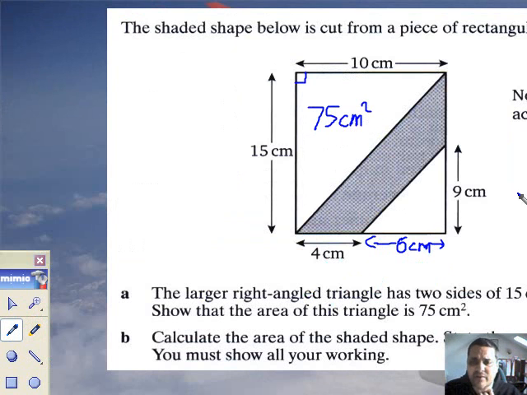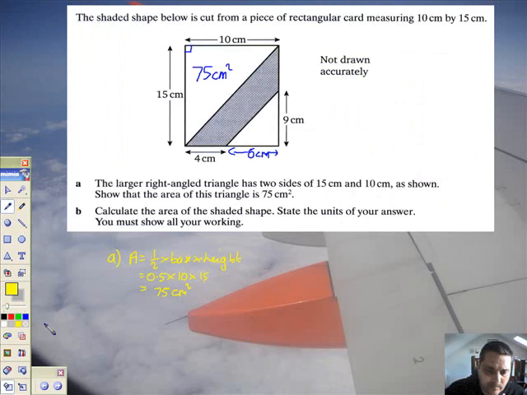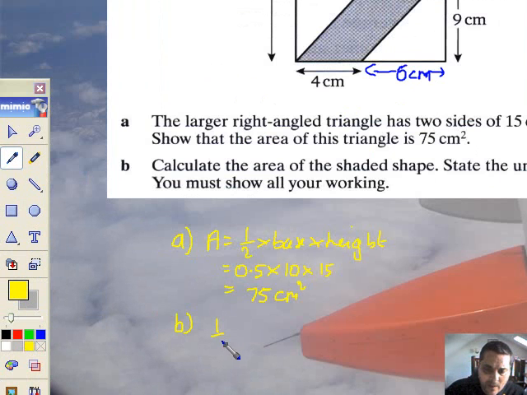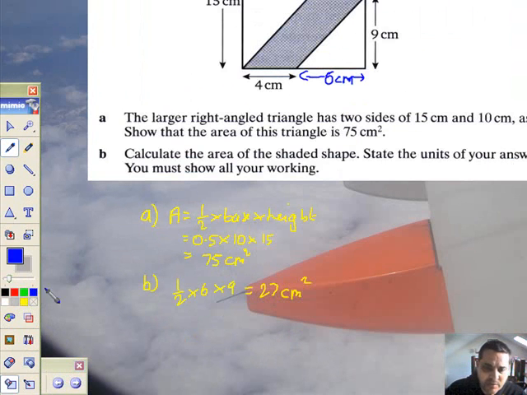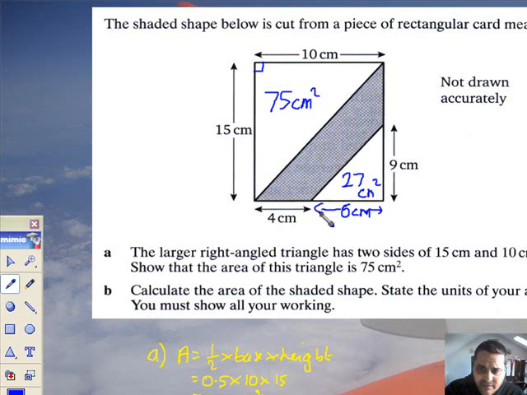So essentially I know this area is 75 centimeters squared. If I can work out his area, I'll do it right now. So do it down here. I've got half times 6 times 9. Well, that's 3 9s, isn't it? 3 9s is 27 centimeters squared. So I'm now going to put that in blue in my picture. Always good to do this in an exam. Put all your bits and pieces so you don't forget it.